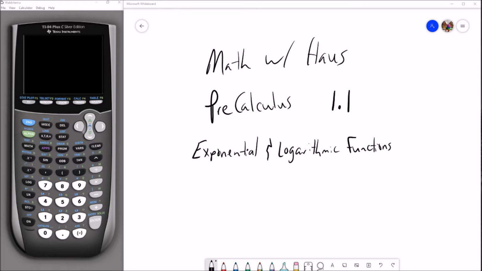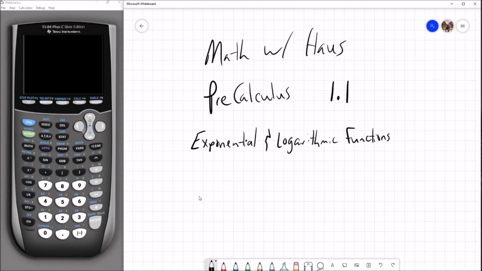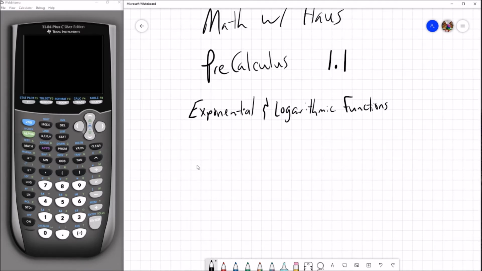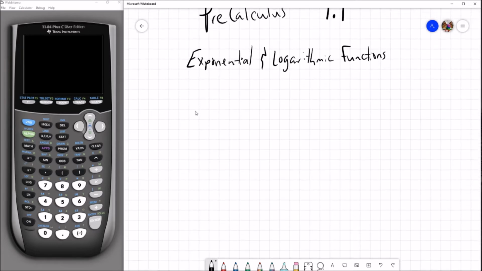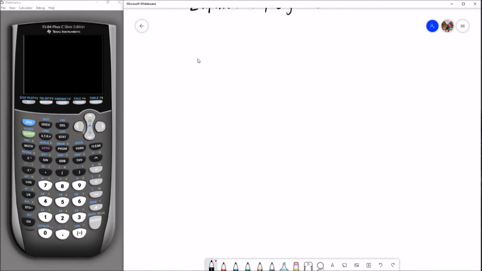So you're probably wondering, what is an exponential or a logarithmic function? What we'll do is first explore the notion of exponential functions, and then tie in logarithms from the idea of exponential functions. So let's go ahead and start with our exponential functions here.